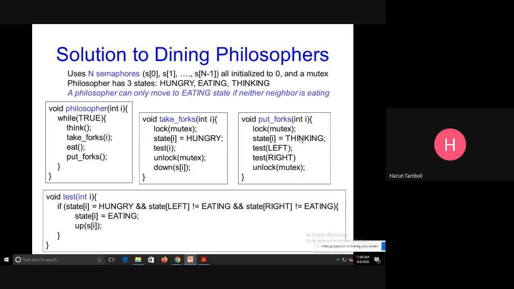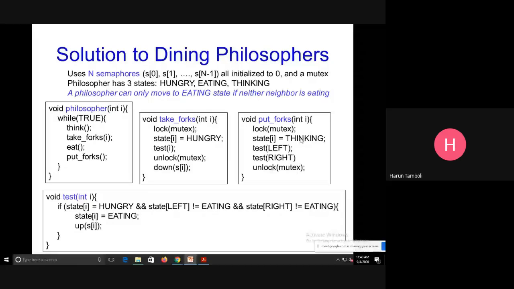Second thing, the philosopher can move to the eating state if neither neighbor is eating. That is the most important condition. Here, he is focusing on the neighbor. If eating is not performed by the neighbor, if neither neighbor is eating, then only it will go into the eating state. Otherwise, it will be in the thinking state.